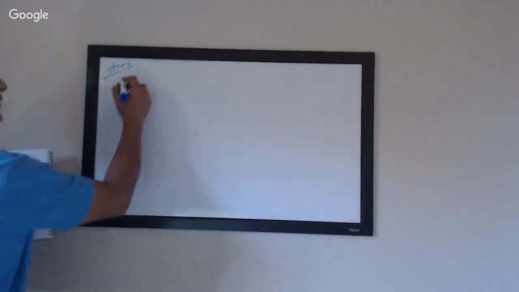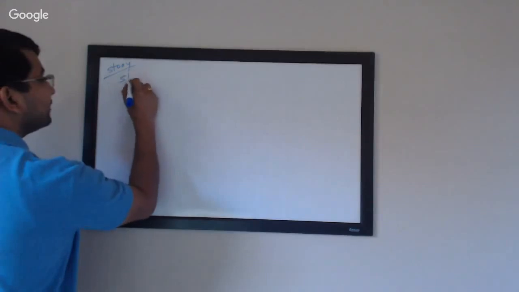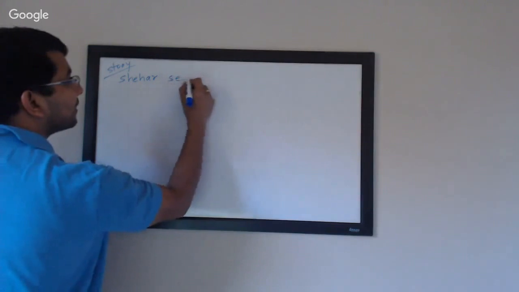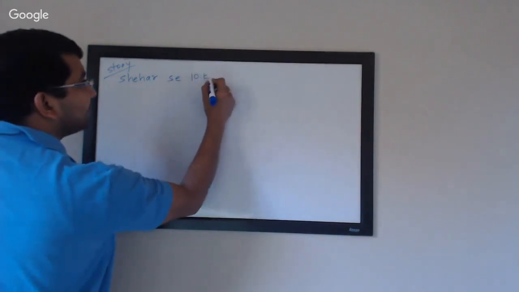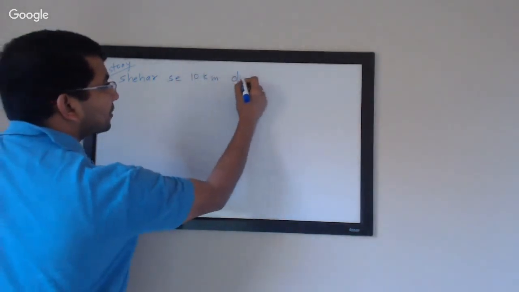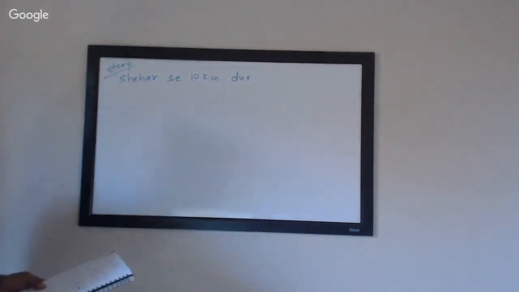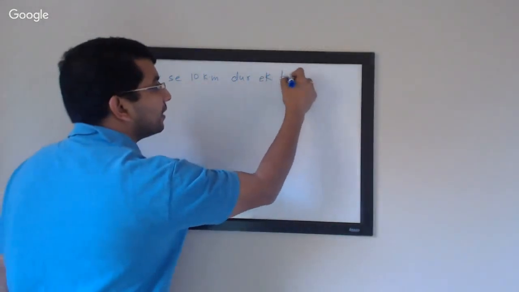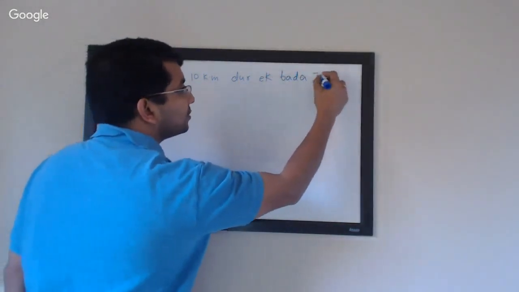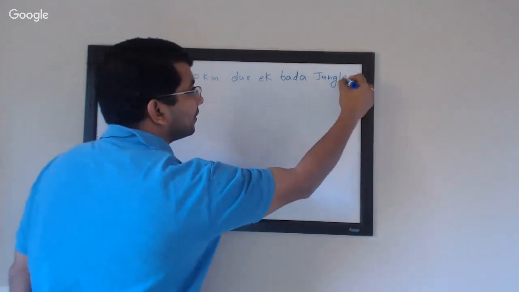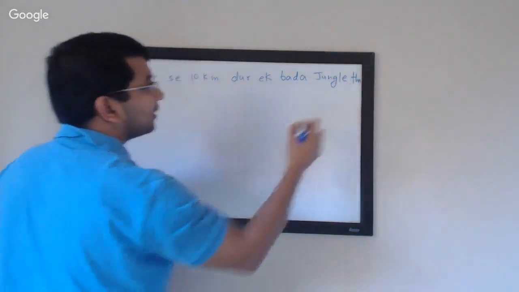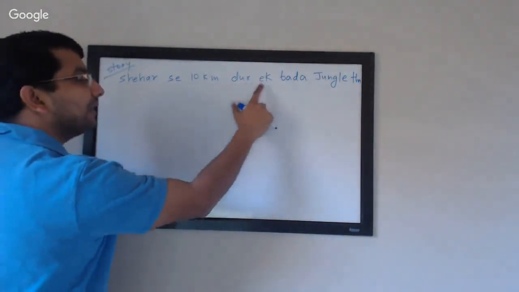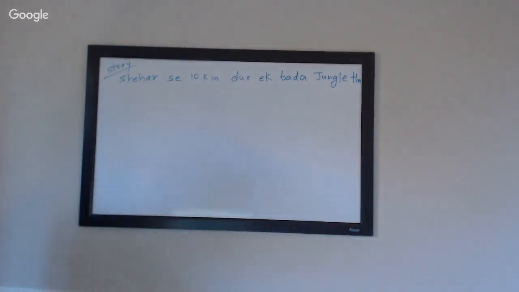So it goes like this: शहर से 10 किलोमीटर दूर, एक बड़ा जंगल था. Let me read that again. शहर से 10 किलोमीटर दूर एक बड़ा जंगल था.